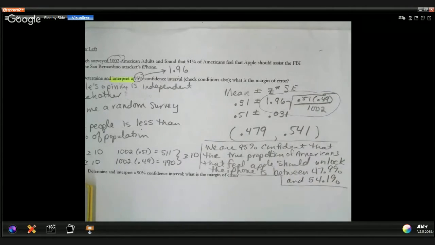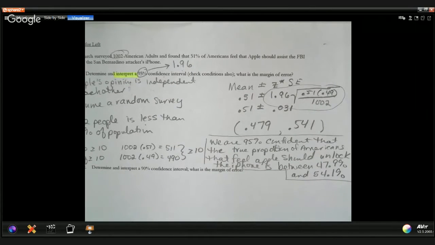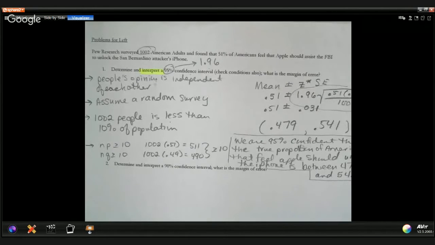Okay? So I'm 95% confident that the true proportion of Americans that feel Apple should unlock the iPhone is between those percents. That's your confidence interval. Now we need to do the same process for 90%. We've already checked these conditions up here, so I'm not going to check them each time because we know they were met originally, and so we don't need to.